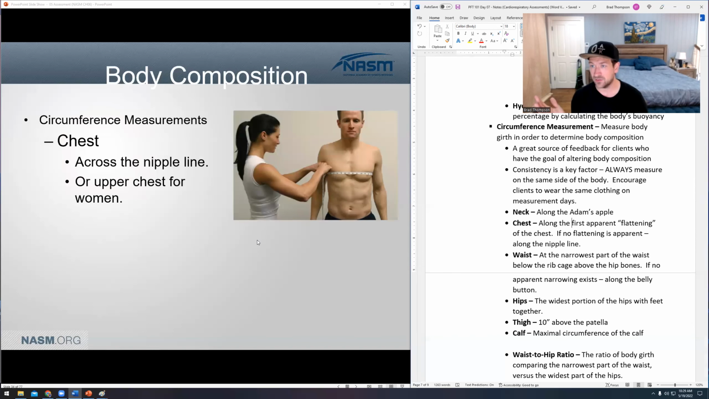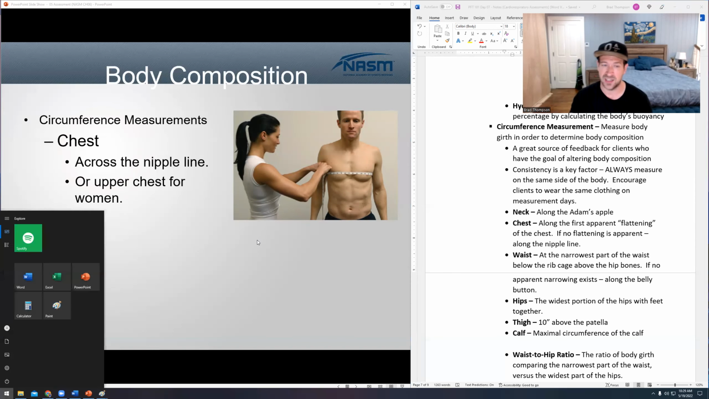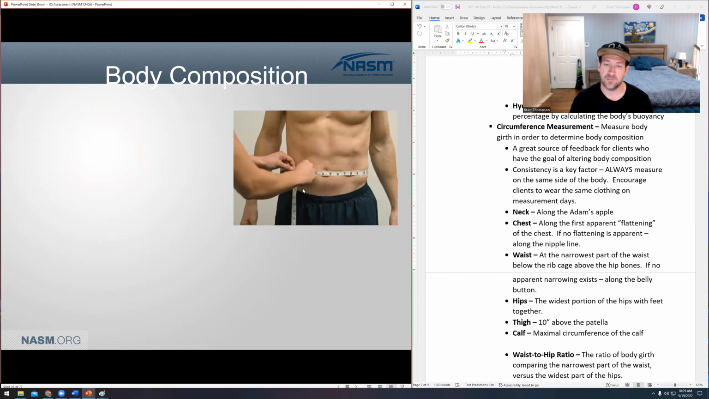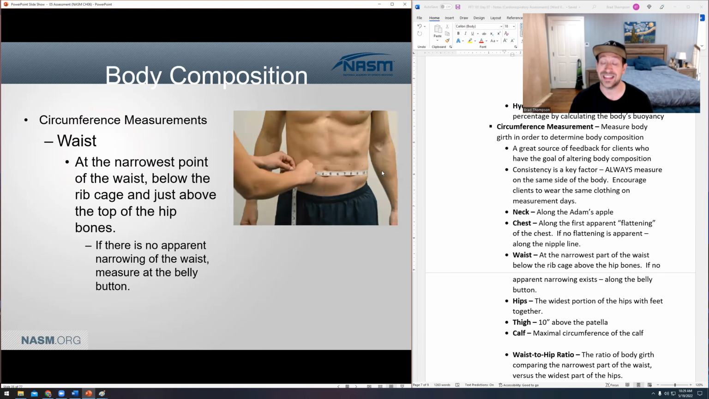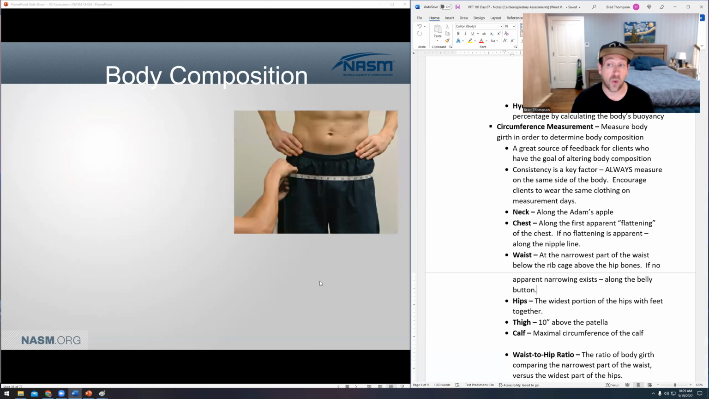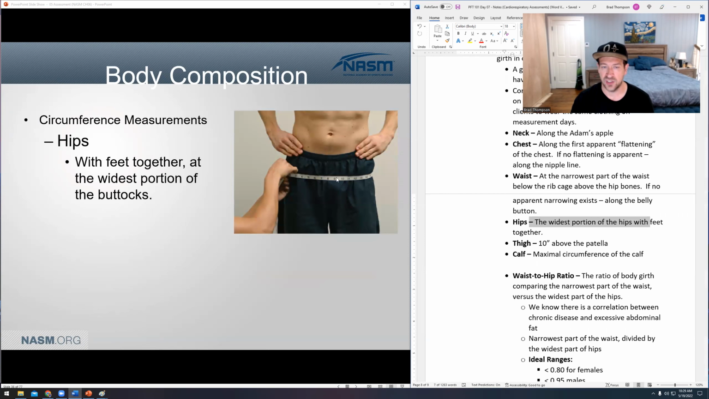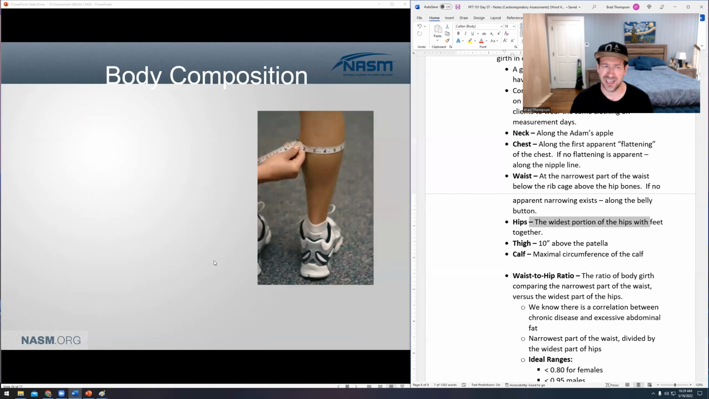If there is no apparent flattening, which in most of our male clients there won't be, you're just going to go right along the nipple line. For our waist, you want to go at the, and this is important, narrowest part of the waist. And if there is no narrowing, then you're just going to go directly on the belly button. For the hips, we go at the widest portion of the hips, right there along the buttocks. And then thigh, we're going to do 10 inches above the patella.